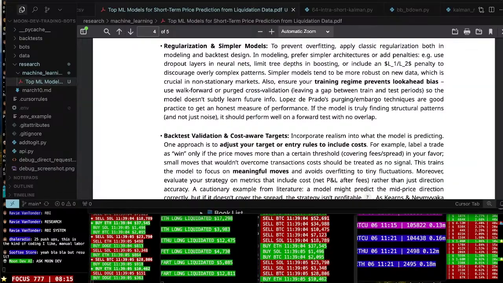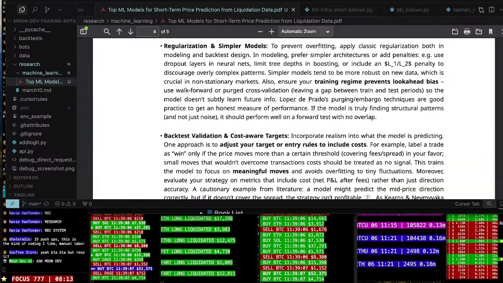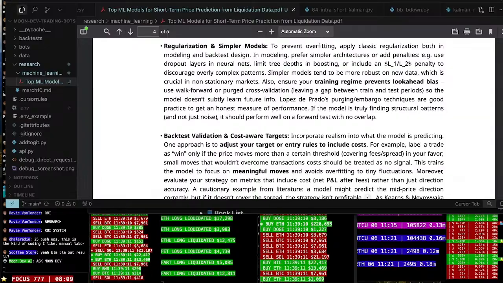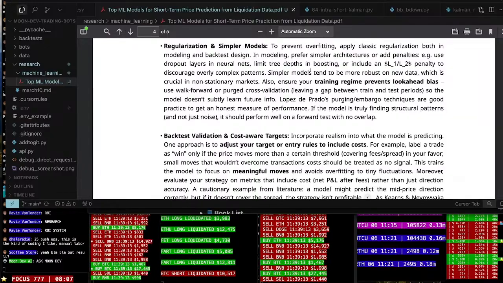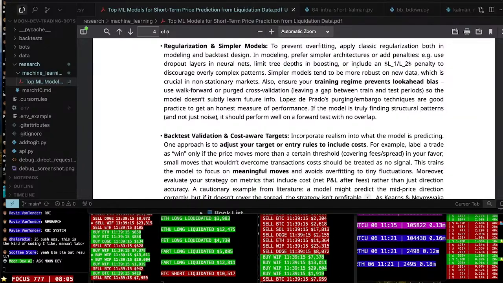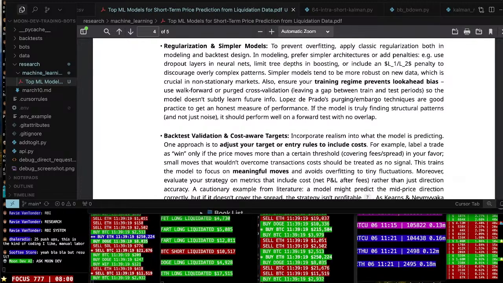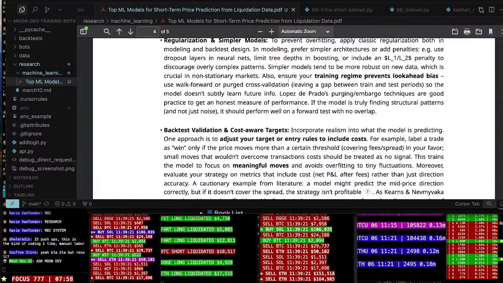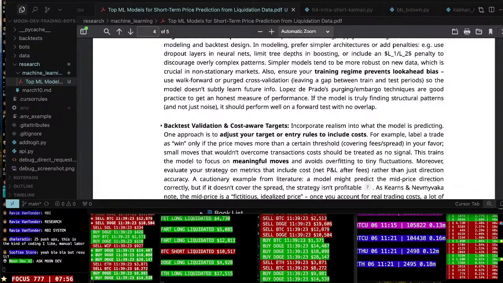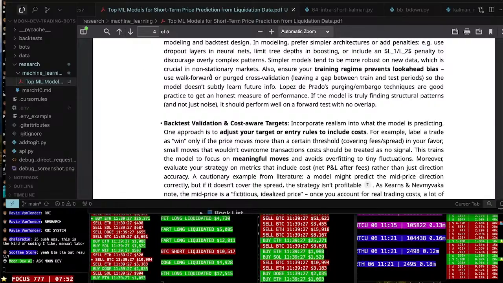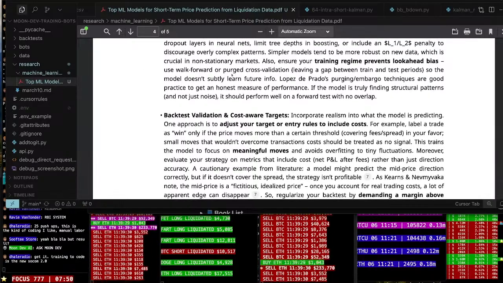In modeling, prefer simpler architectures or add penalties, e.g. use dropout layers in neural nets, limit tree depth in boosting, or include L1, L2 penalty to discourage overly complex patterns. Simpler models tend to be more robust on new data, which is crucial in non-stationary markets.